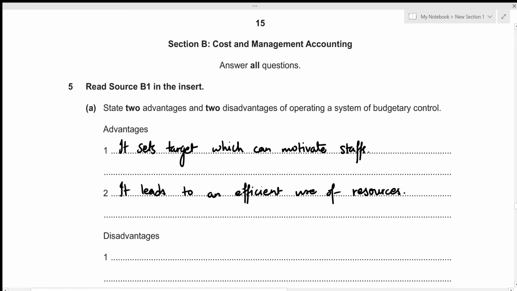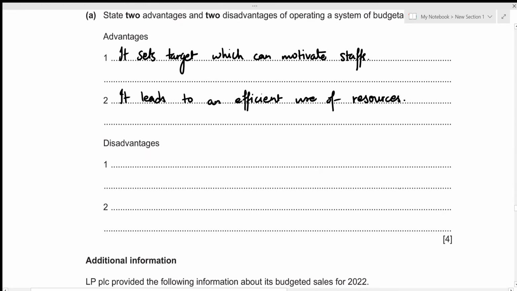Now we can move to the disadvantages. Budgetary control can be expensive to prepare because we need to consider all of our past incomes and expenses and then estimate the future income and expenditures based on those data. So that is a disadvantage. It may be expensive to prepare.